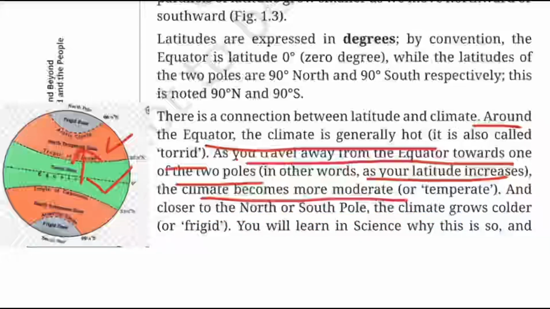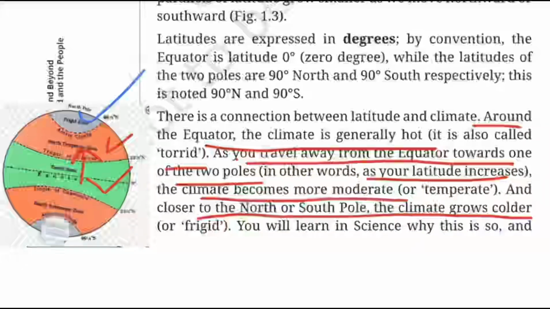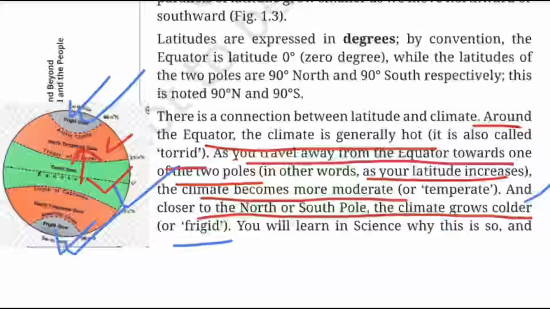Closer to the north and south pole, climate grows colder. Near the pole means here and here. In these two areas there will be a frigid zone, a colder area. That zone is called the frigid zone. Frigid means colder. So you understand what is meant by torrid zone. The torrid zone is a hotter area, the frigid zone is a colder area near the pole, and in between there is a moderate temperature area, that orange colored area, the temperate zone. If it is in the northern hemisphere, it is the north temperate zone. If it is in the southern hemisphere, we call it the south temperate zone.